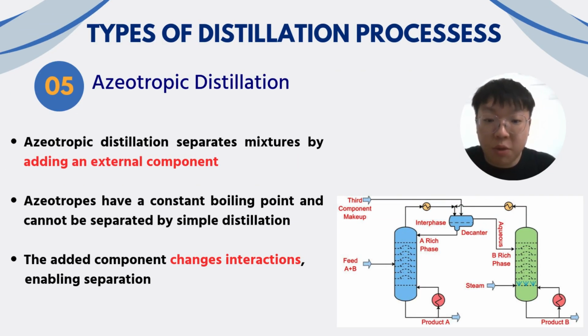Azeotropic distillation is used to separate mixtures by adding external components. Azeotropes have a constant boiling point and can't be separated by simple distillation. The added component changes the interactions between the mixture's components, allowing effective separation.